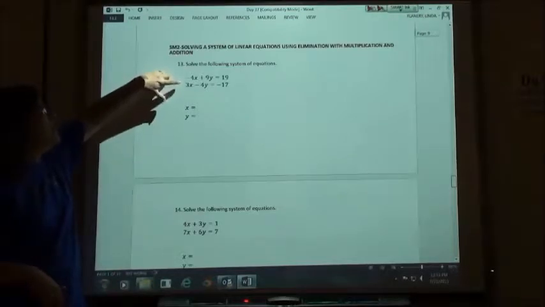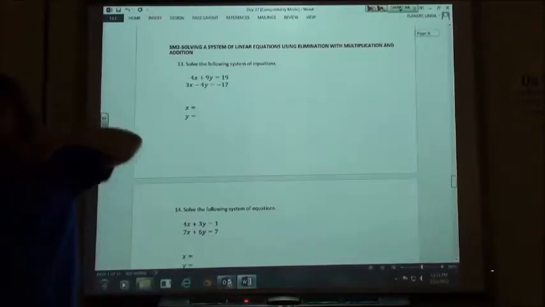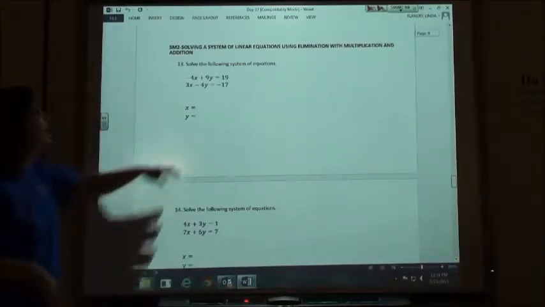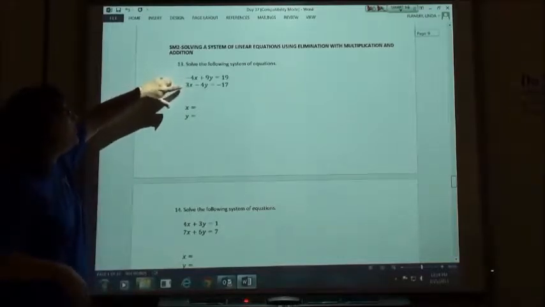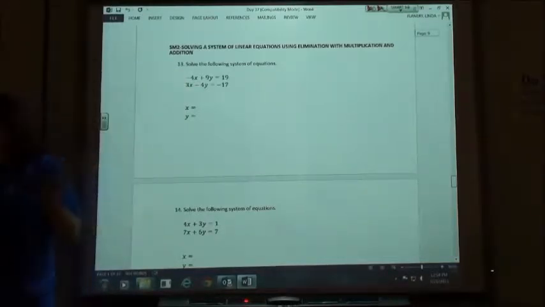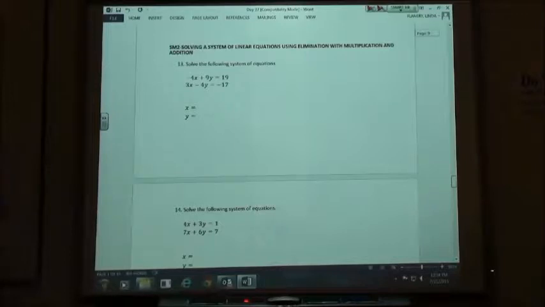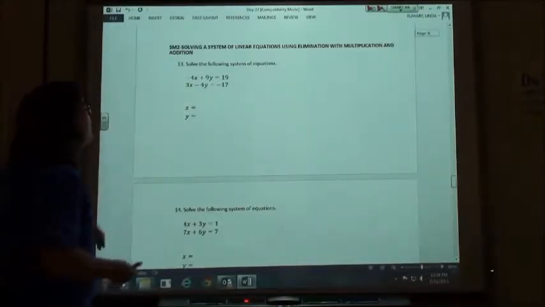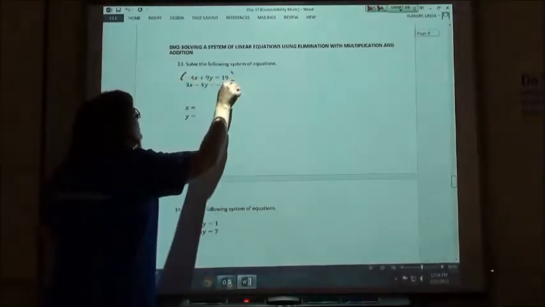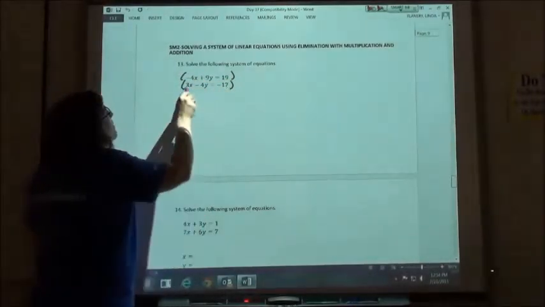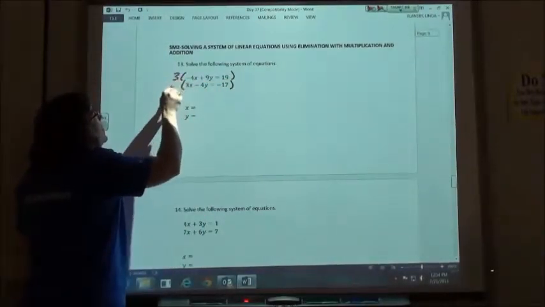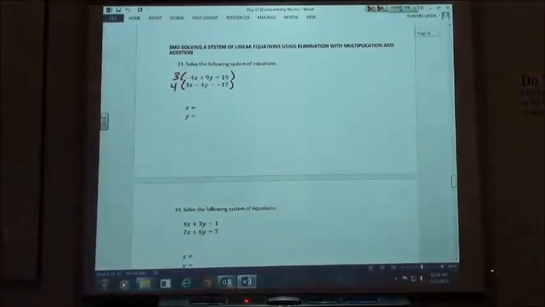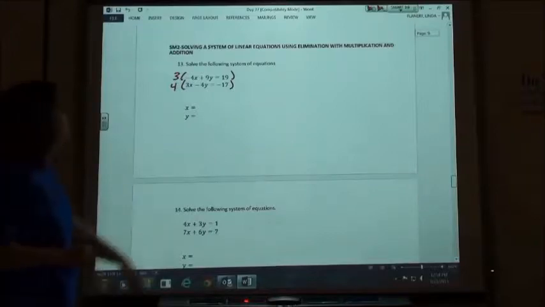So just because my coefficients in front of my x's are smaller, I'm going to get rid of my x's. I want to find the least common multiple of 3 and 4, which is 12. So I want to make one a positive 12 and one a negative 12. Since my signs are already opposite, I don't have to worry about changing the signs. So basically I'm just multiplying by the opposite number. A 3 there and a 4 there, both of them being positive so that my signs don't change when I multiply.